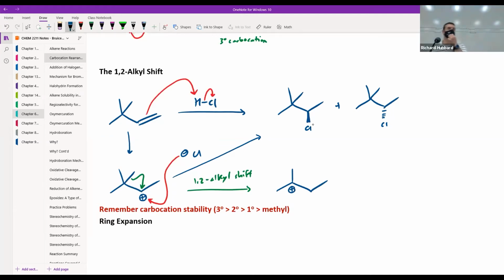Okay, how does that look to us? Now we've got our tertiary carbocation, but what am I missing? What did I not draw in? The methyl group, right? So previously we shifted a hydride, so there's nothing to see, right? We're not drawing in the hydrogen because it is implied.